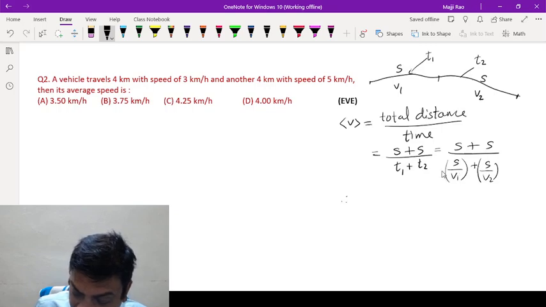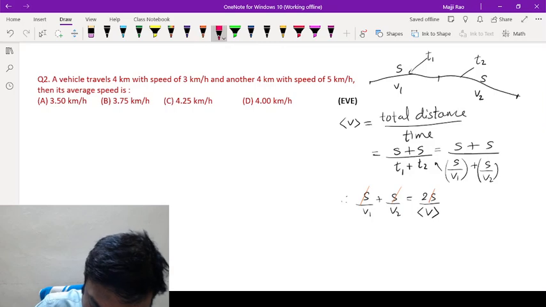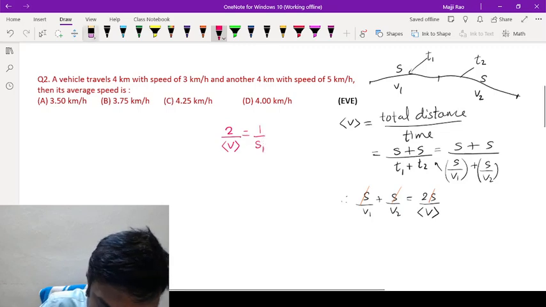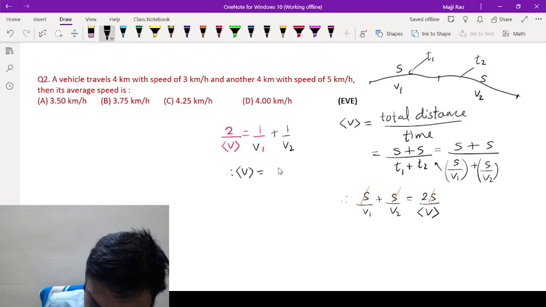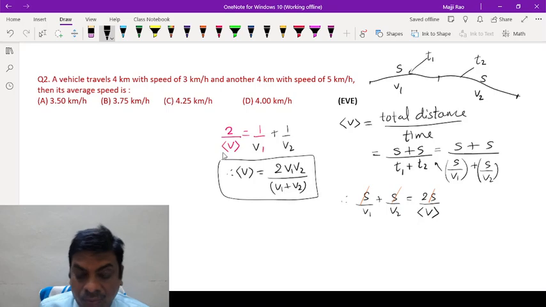So as you take these to this side, you have S by V1 plus S by V2 is equal to 2S by average speed. So you can cancel S throughout. So finally you get the formula twice upon average speed is equal to 1 by V1 plus 1 by V2. Upon further simplification, you get this formula twice product upon sum. This is the formula. You can memorize this formula, no problem at all.